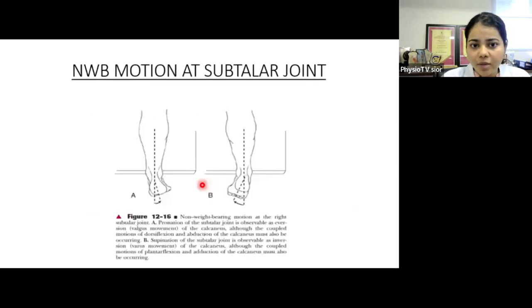Talking about the non-weight-bearing motion at the subtalar joint, the calcaneal motions for subtalar are very visible. Like if you see in diagram A, my pronation includes calcaneal eversion, which is the most evident. But also, like we said, there is a little bit of dorsiflexion as well, along with abduction. And for supination, it's going to be vice versa. So it is inversion, plantar flexion, and adduction.